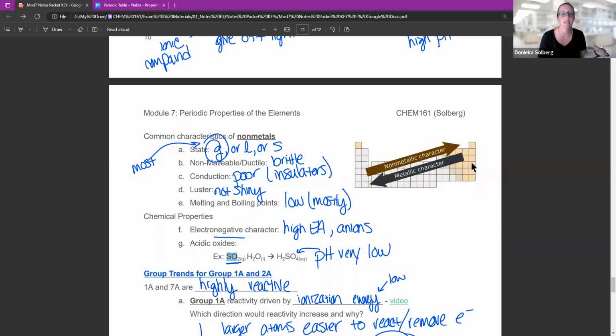Bottom left is the way metallic character goes. So francium, again, our biggest element, we would assume has the most metallic character. So that is another trend we can see on the periodic table.